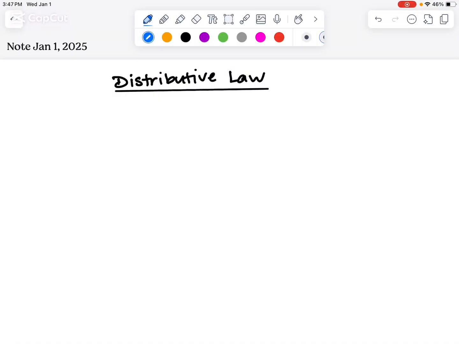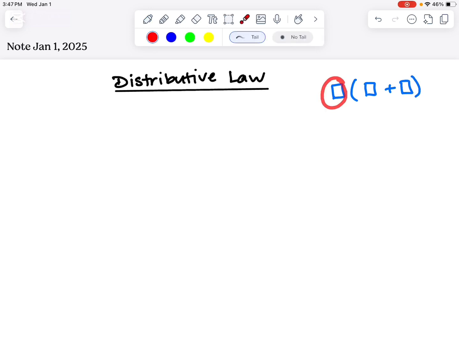Today's video is about the distributive law. So this law helps us figure out what to do whenever we have a situation like this, where we have something, it can be a number or a letter, in front of brackets, and we have two or more things on the inside. So for example, you might see the distributive law used in a question like this.